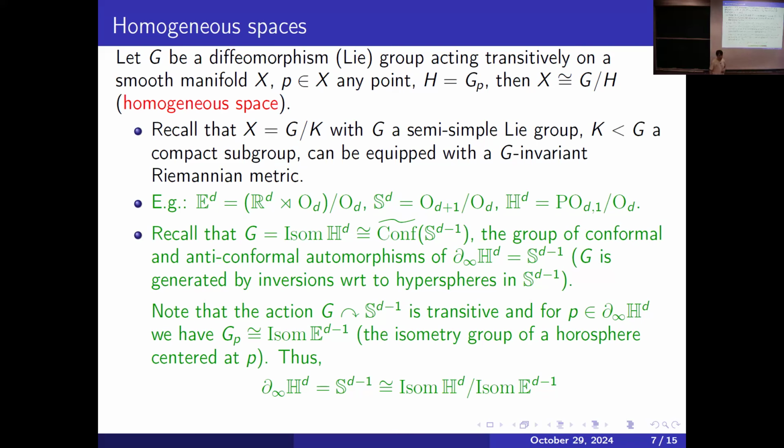So it has its natural metric, but this metric will not be G-invariant, where G is the hyperbolic isometry group. Okay, so you see this guy over here, it is not compact. Just compare this to this.